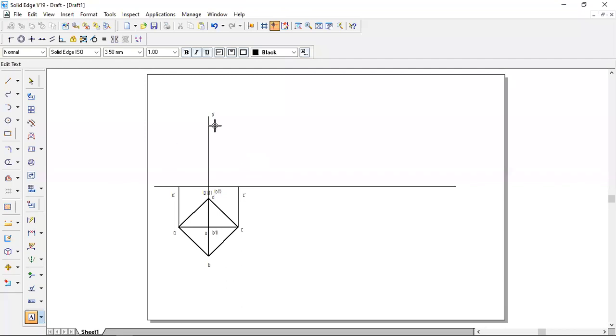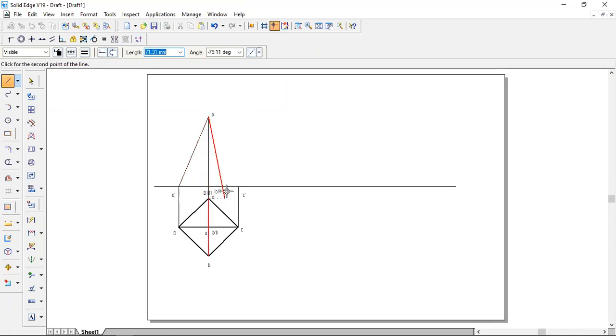Once you have represented all these points, now we need to join the slant edges. From O dash, join to A dash. Then from O dash, join to B dash, which is already joined with a straight line. O dash to C dash is to be joined. Then O dash to D dash, because O dash D dash, O dash B dash, and O dash O1 dash, all three lines coincide here.